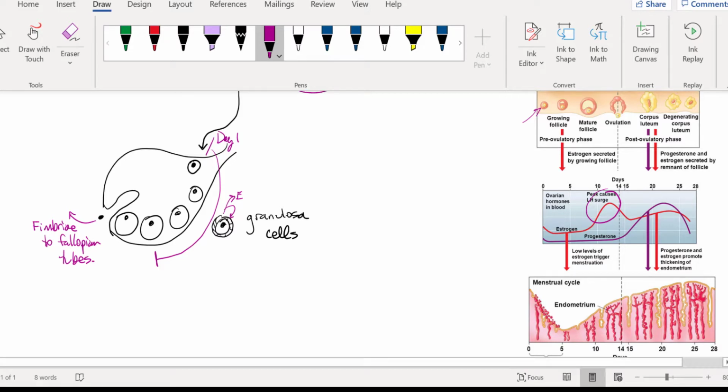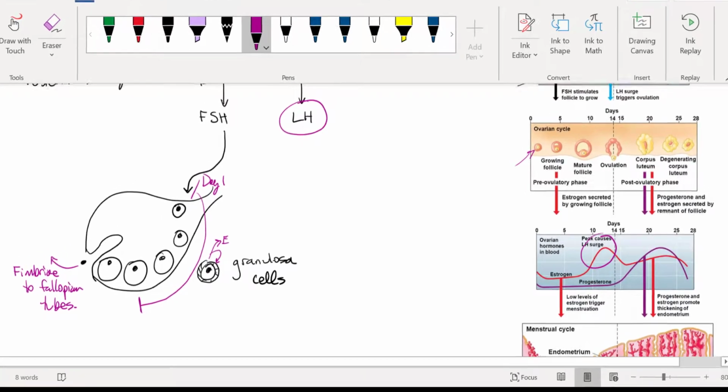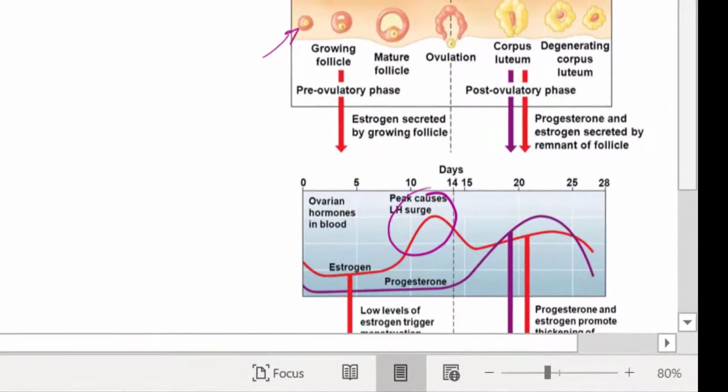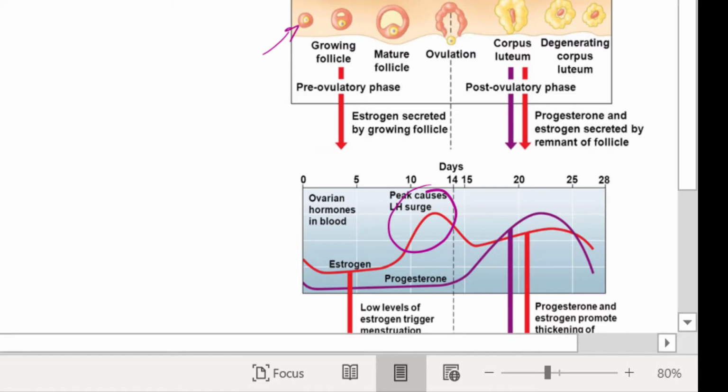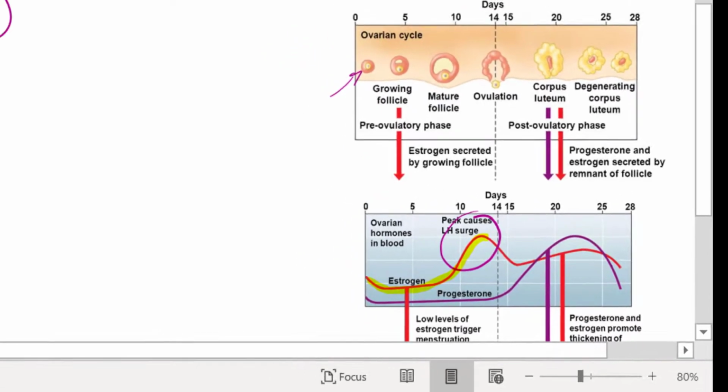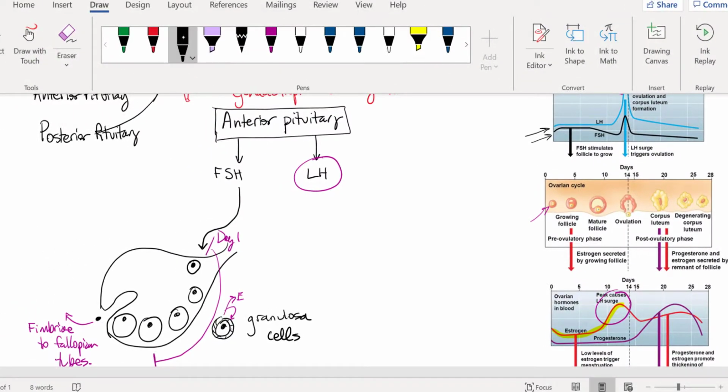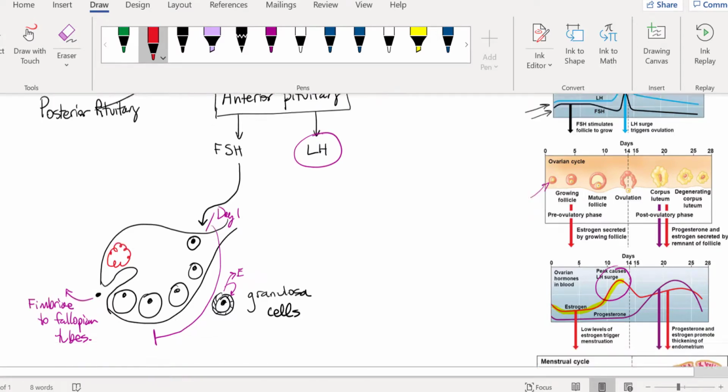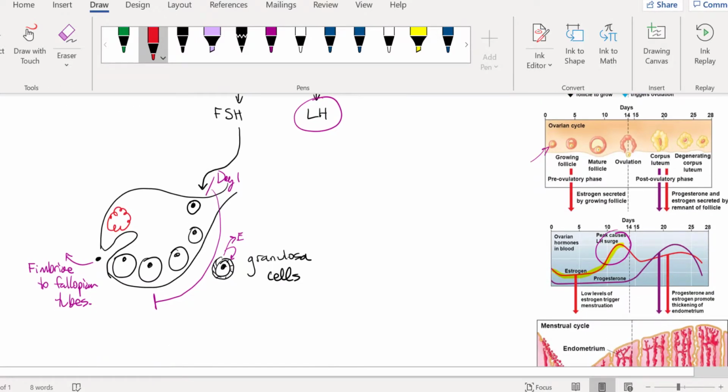All right, so let's take a look at this picture. What is estrogen doing here? So estrogen has increased, it's gone up, and it caused a surge in LH. And so then now what we get is the follicle turning into the corpus luteum. And this is right here. And so the corpus luteum is now going to secrete estrogen and progesterone.